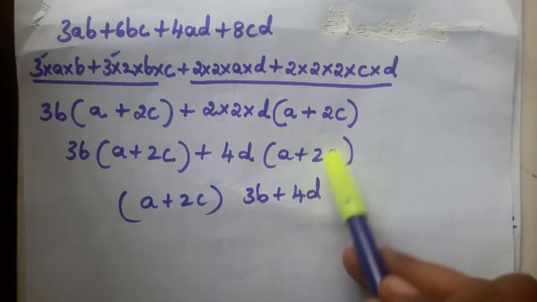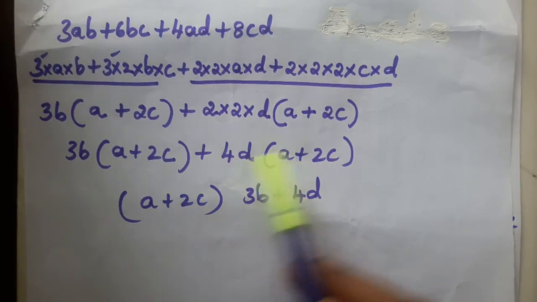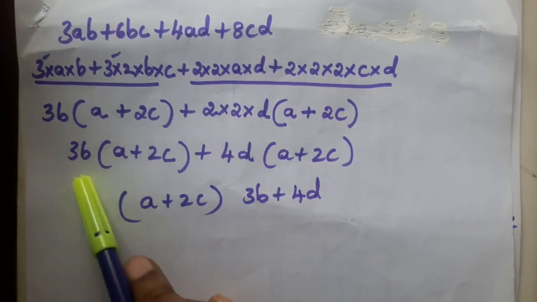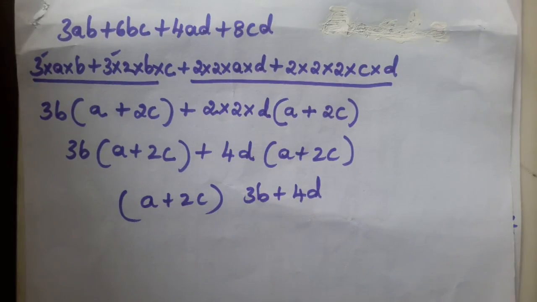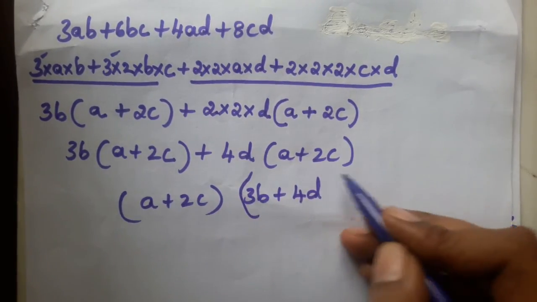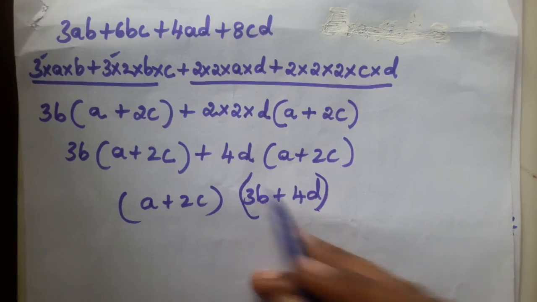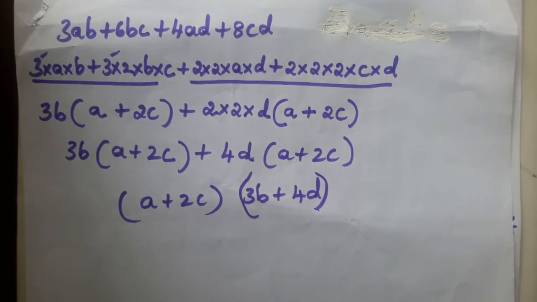So now a plus 2c is a common factor here. So we will take it out. A plus 2c into 3b plus 4d. 3b plus 4d. I hope all of you understood.